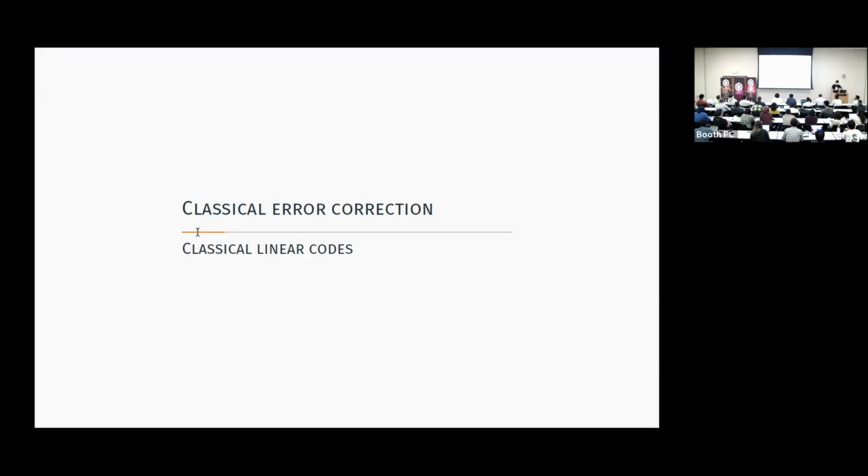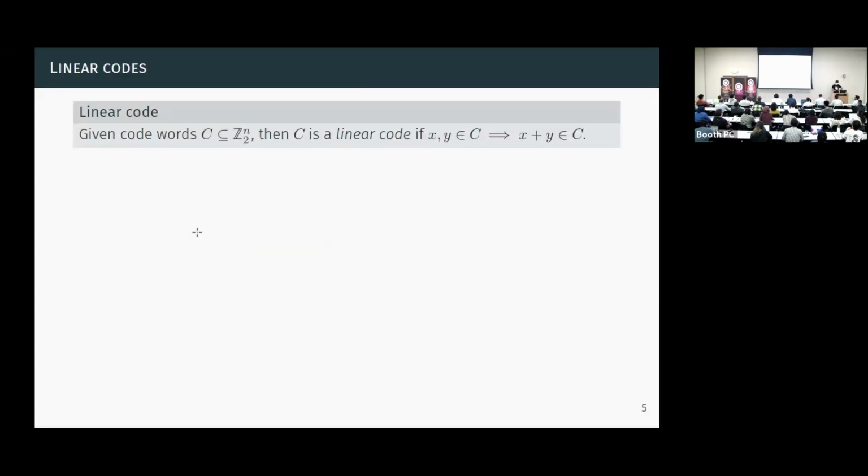Okay. All right, so let's put this on a more formal footing and introduce what are known as linear codes. So we have code words, C is a set of bit strings that are valid code words. In our example, it was 0, 0, 0 and 1, 1, 1. Then the set C is a linear code if for any x and y in C, we can add them in F2 and still get a code word.